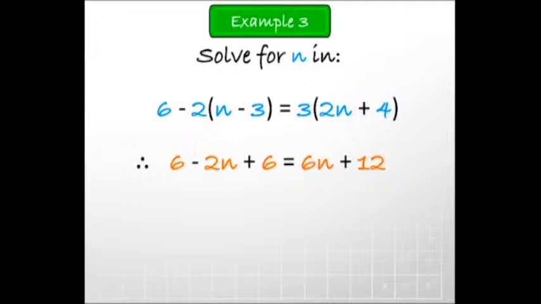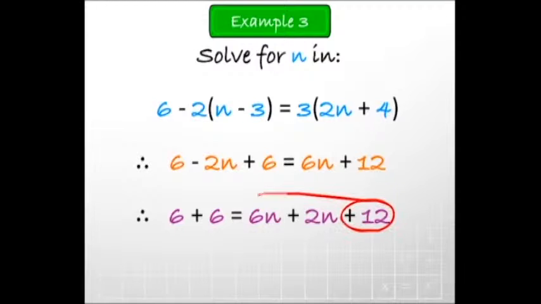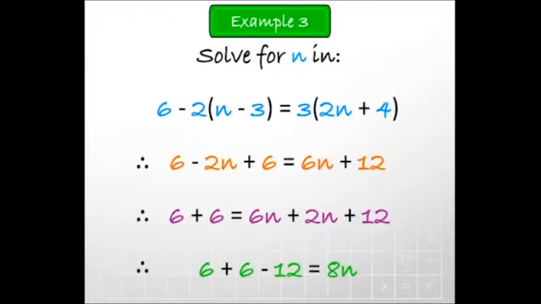Now we are going to take the variables to one side of the equation. And so we get 6 plus 6 equals 6n plus 2n plus 12. Now we take the constants to the other side of the equation. And so we get 6 plus 6 minus 12 equals 8n. Where does the 8n come from? Well, remember, 6n plus 2n is 8n.